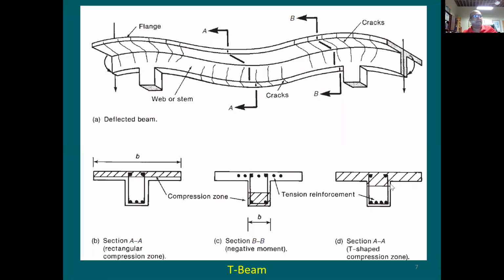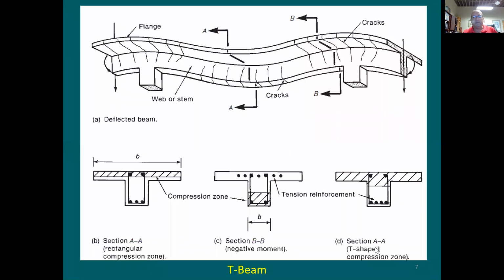Okay? If it happened here, what does it mean? Do I have a T section or a rectangular section? In the previous slide, look at the compression zone. Does it look like a T section or a rectangular section? Let me look here. This looks like a rectangular section, right? Compression is a rectangular section because look at the hatching. So it says here rectangular compression zone. Look in this case here. Is the compression zone rectangular or T? You say it looks like a T.